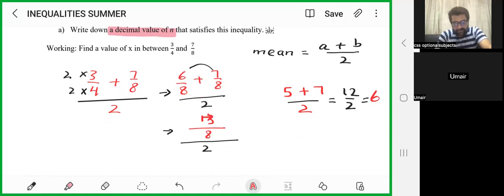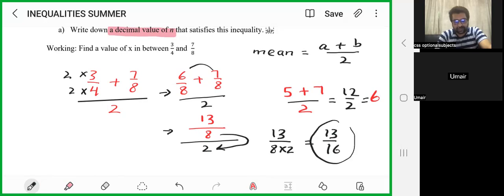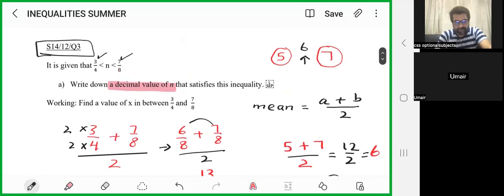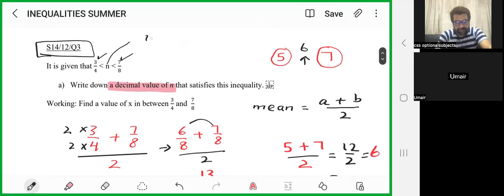Now we have 13 divided by 8, and then divided by 2. So these two denominators are multiplied: 13 divided by 8 into 2, which is 13 by 16. So 13 by 16 is a fraction which is in between these two fractions. So n will be equal to 13 by 16.